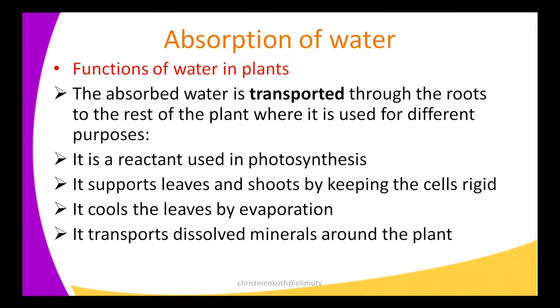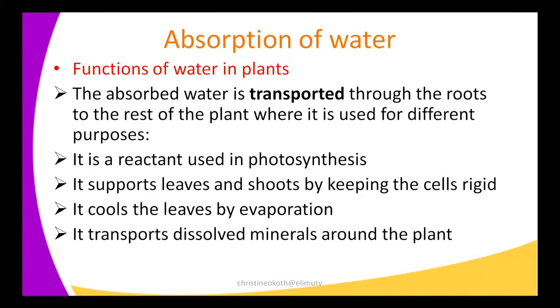So why is water important in plants? We have various functions of water. First, the absorbed water is transported through the roots to the rest of the plant, where it is used for different purposes. The first purpose: it is a reactant used in photosynthesis. In the process of photosynthesis, water is a raw material that is very essential. The water has to be present for photosynthesis to take place.